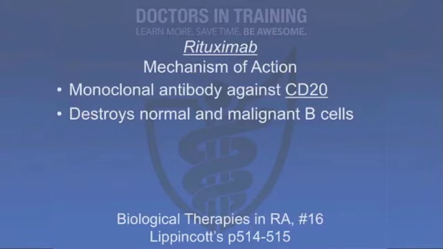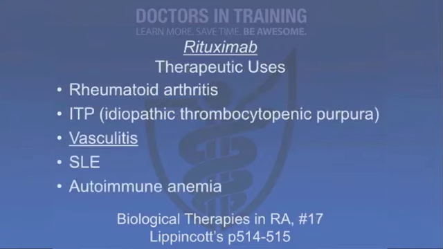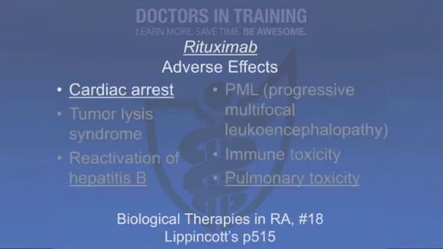So basically what it does is it destroys both normal and malignant B cells that have CD20 on their surface. We use this one for rheumatoid arthritis, ITP, vasculitis, SLE, and also autoimmune anemias. Some of the adverse events: cardiac arrest is rare, but this is a drug that is infused, so it can cause anaphylaxis, also cardiac arrest. It can cause tumor-lysis syndrome, reactivation of Hep B, can cause PML, immune toxicity, and also pulmonary toxicity.